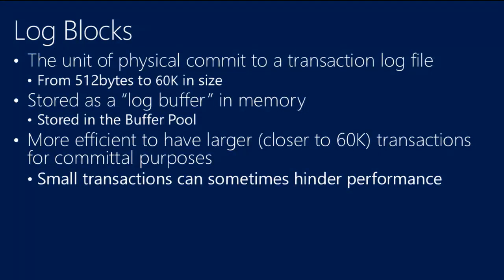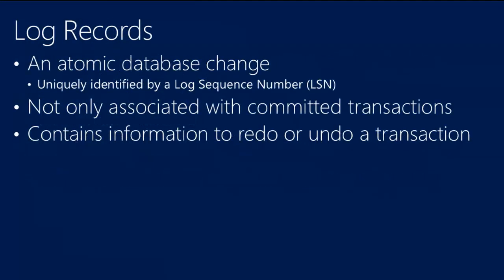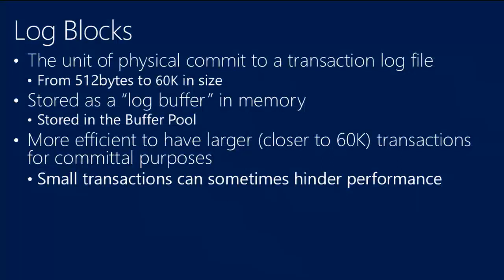So a log block, I just explained it a little bit. As transactions are modifying pages in the buffer pool, we're writing them out to a portion of memory known as a log buffer. And a log buffer is anywhere from 512 bytes to 60K in size. So either a transaction commits and we flush that log buffer out to a log block on disk, or we hit that 60K limit. As soon as we hit the 60K limit, we have to flush those log records out to disk. Okay.